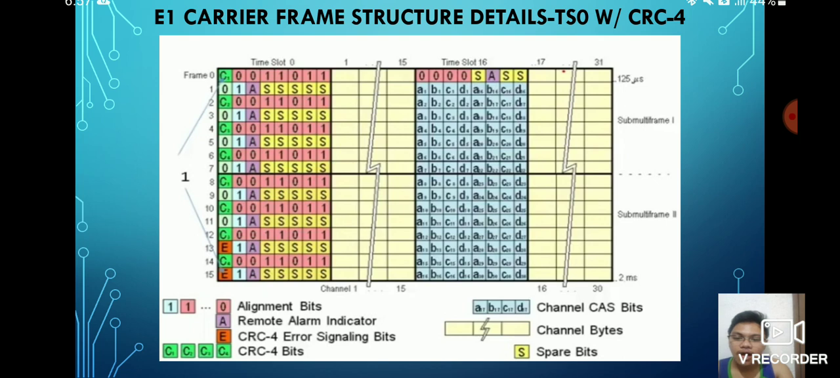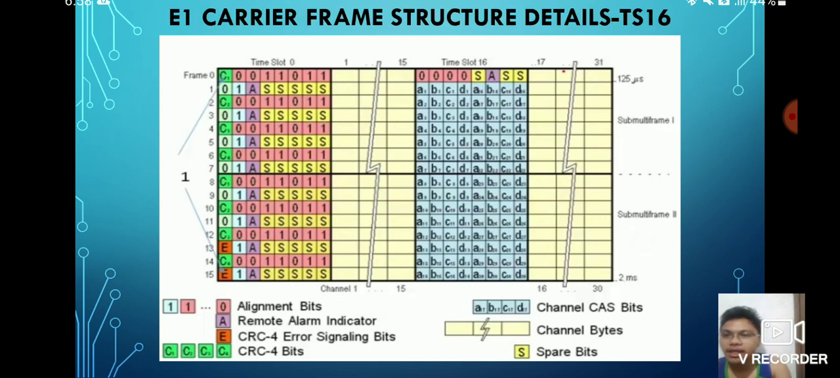Bit 1 in the frame alignment signal frame would be used to transmit CRC4 bits. There are 4 CRC4 bits, which are C1, C2, C3, and C4. Frames not containing the frame alignment signal are used to transmit the CRC multi-frame alignment signal, which is 001011, and error indication bits E when CRC4 is configured.